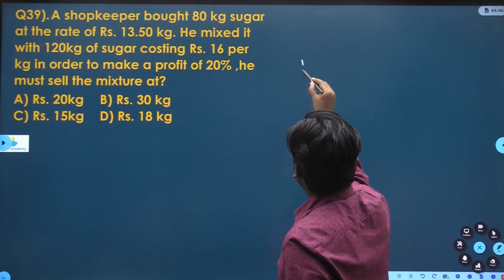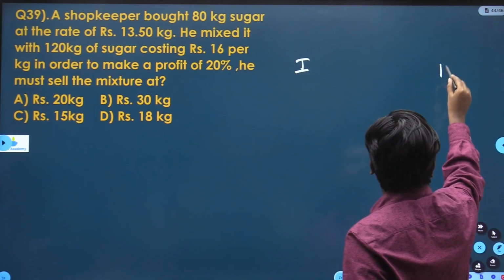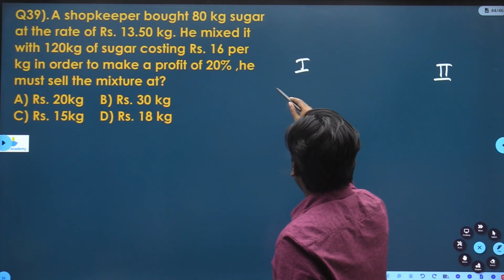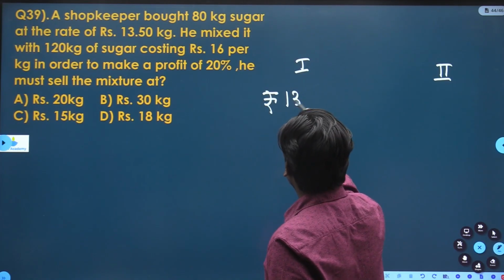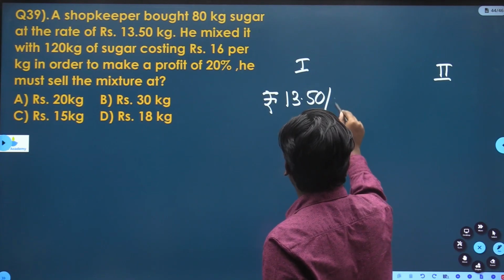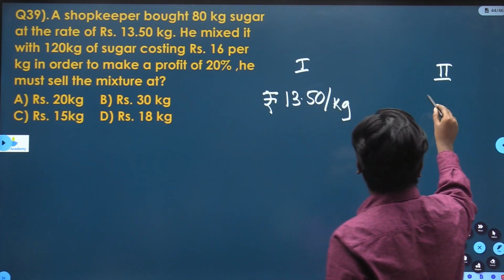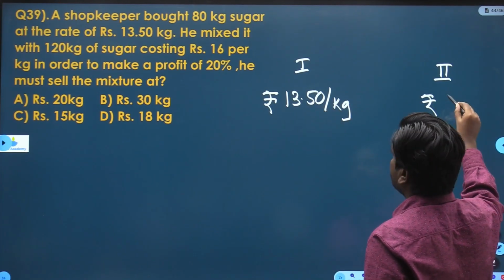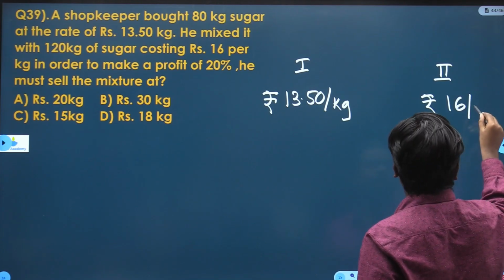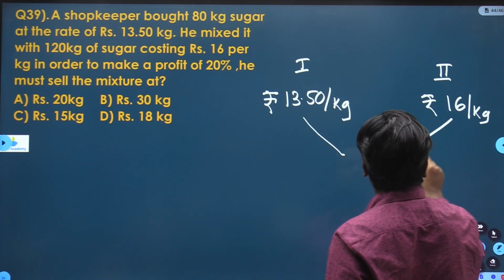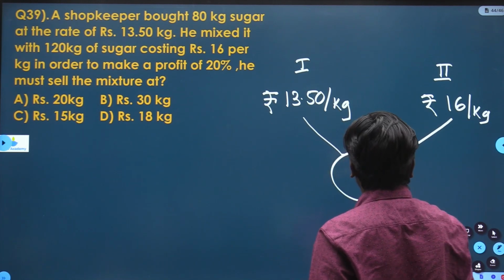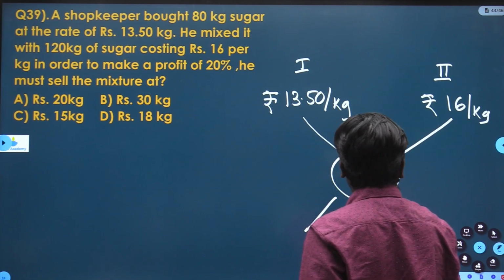This is quantity 1, this is quantity 2. Here the price is how much? 13.50 per kg, and for this quantity, what is the price? 16 rupees per kg. Now if we mix these two quantities with different prices, we will get the mixture.